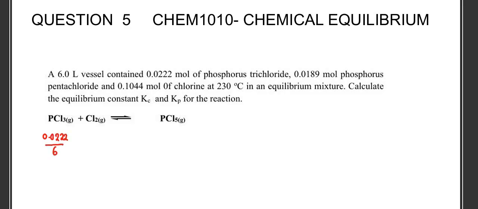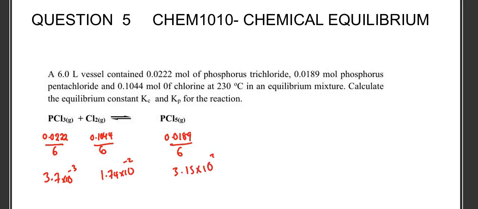This one is 0.0222. I'm dividing it by 6. The next one, chlorine, is 0.1044. I'm dividing it by 6. The next one, 0.189, I'm dividing it by 6 as well. So if we do that, 0.0222 divided by 6 gives me 3.7 times 10 to the power negative 3. Then the next one is 0.1044 divided by 6. This is going to be 1.74 times 10 to the power negative 2. Then the last one, 0.189 divided by 6, is 3.15 times 10 to the power negative 3.